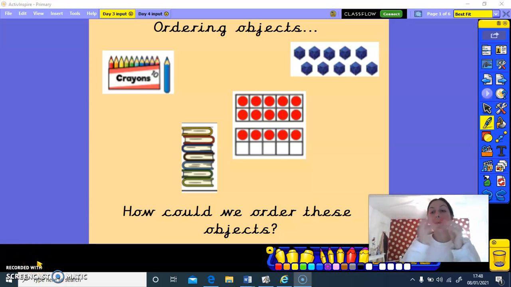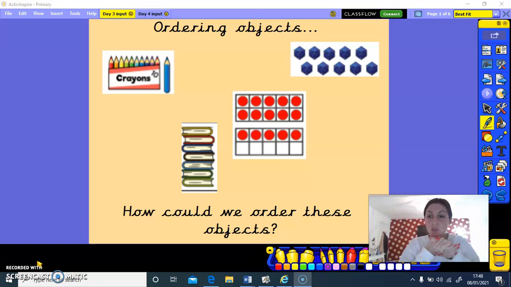Yesterday we thought about comparing objects, didn't we? Thinking about which was more than, which was less than, which was equal to. Today we are moving on to ordering. And I wonder, looking at the screen, how do you think we could order these objects?